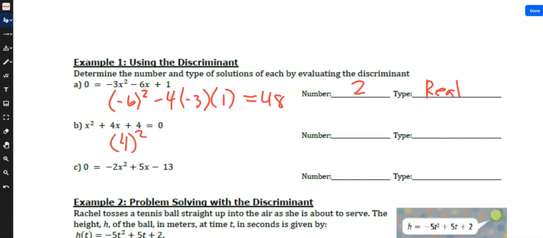So this is not super complicated, folks. You literally are just figuring out, oh, that's 0. That's one real solution.